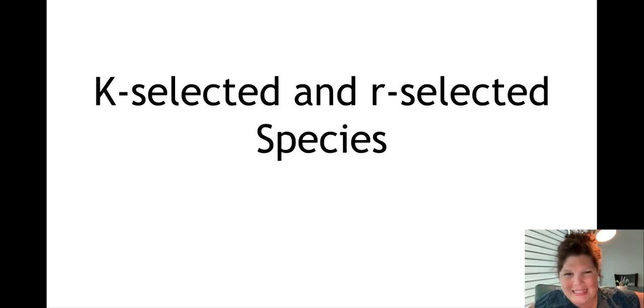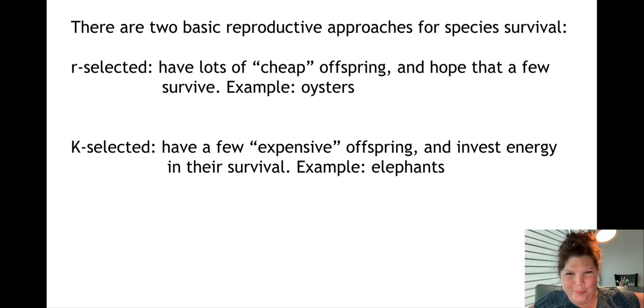We are talking about K-selected and R-selected species today. This is topic 3.1. Let's go. So we have two basic reproductive styles and approaches for survival.